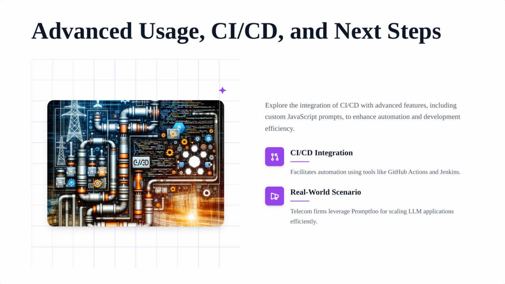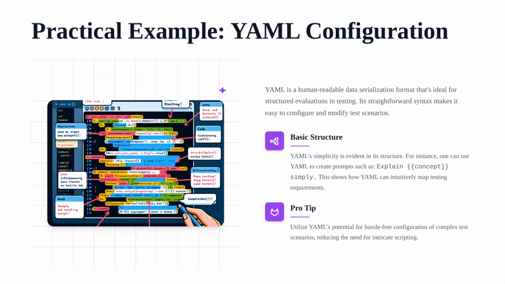YAML is a great fit for practical test configuration because it's human readable and easy to maintain. When you're defining structured evaluations, that simplicity matters. You can quickly understand what a test is doing and update it without digging through complex code. A basic example might be a prompt template like "explain {{concept}} simply," where a concept is inserted dynamically. That kind of structure makes it easy to map your testing requirements directly into configuration. The big advantage here is that YAML lets you handle even more complex test scenarios in a clean, organized way. Instead of relying on intricate scripting, you can keep your setup straightforward, flexible, and much easier to manage.